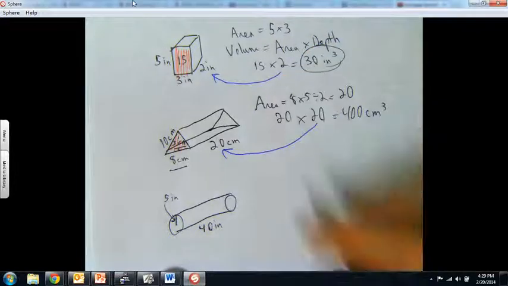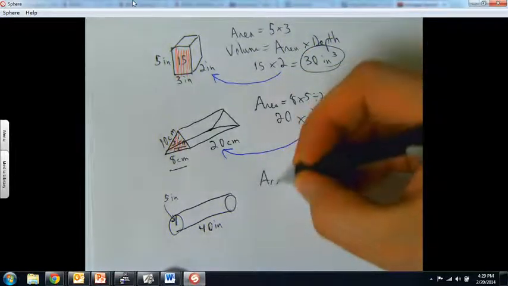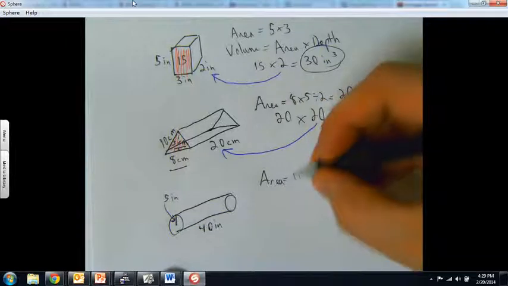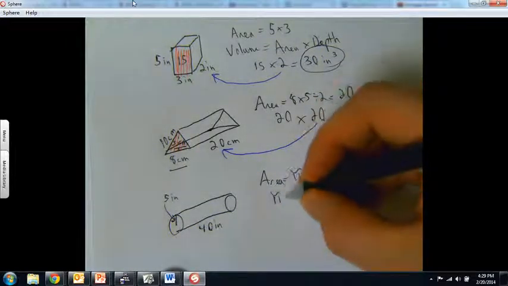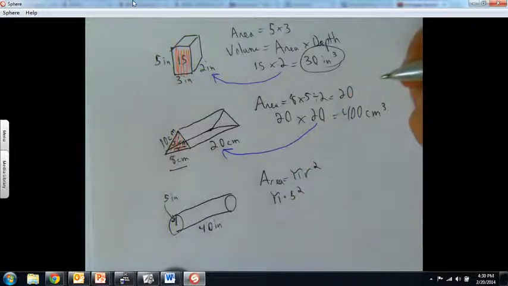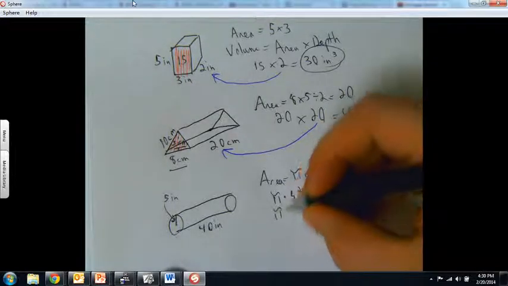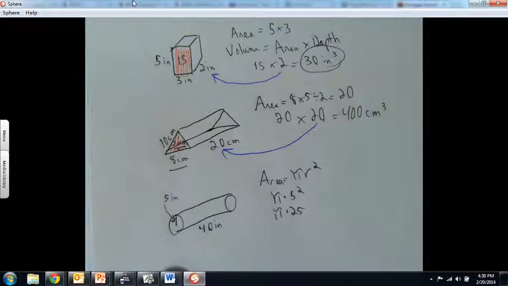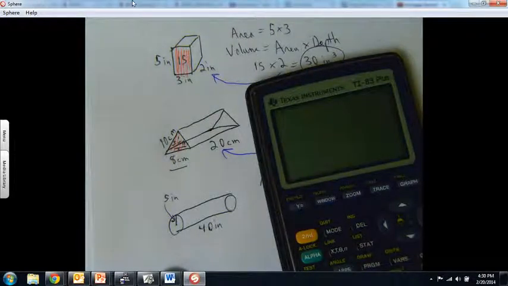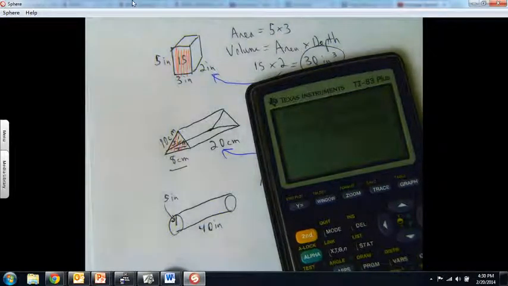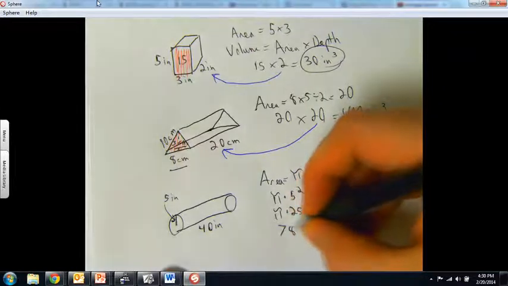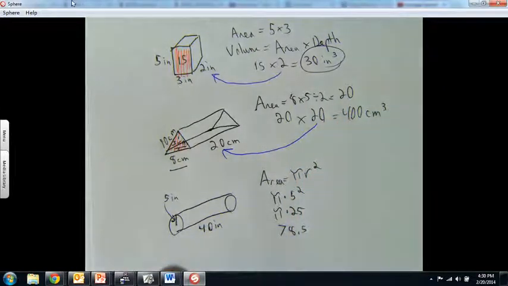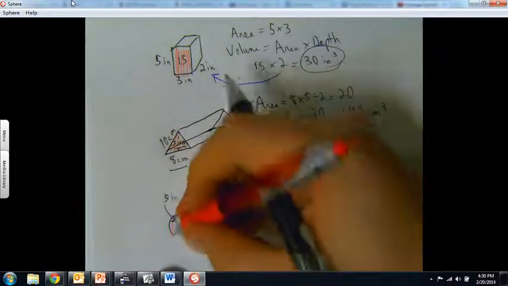Now, area of a circle is pi r squared. So in this case, it's pi times 5 squared, which is pi times 25. Multiply by 3.14, so 25 times 3.14, I get 78.5 as the area of my circles.